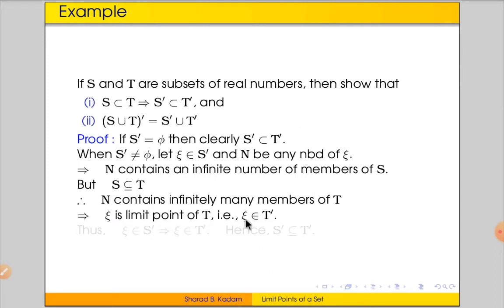So this shows that xi belongs to derived set of T. So thus we have shown that if xi is an arbitrary element in S prime, this implies xi is an element of T prime. So from this we conclude that S prime is subset of T prime. So we have shown that if S is subset of T, then it implies that S prime is also subset of T prime.